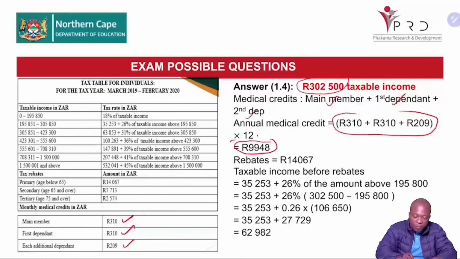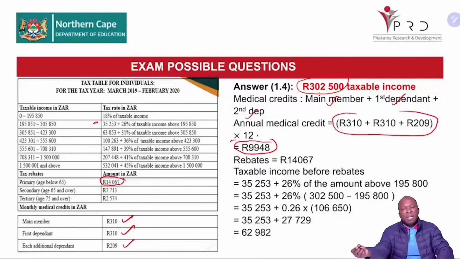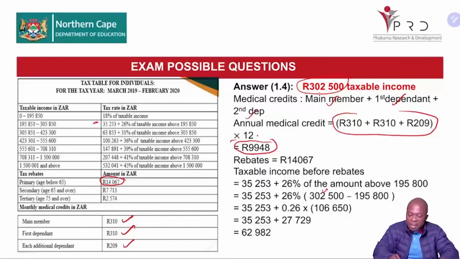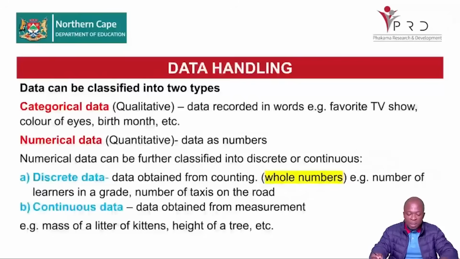We know that Tatu is 44 years, right? So the rebate Tatu must get is only primary because she is less than 65. Let's do the calculation. The 302,500, you find it in this bracket, bracket 2. Because you see a 302,500 and this bracket 2 ends at 305,850. So when you substitute, this is the taxable income minus the amount above that, you are going to pay 62,982.